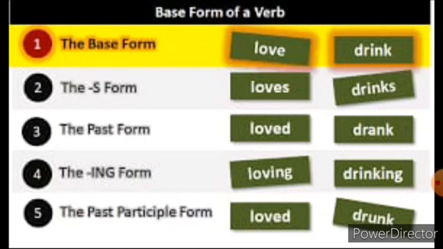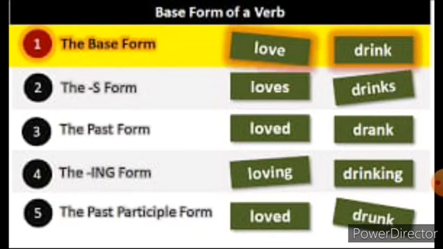The next one, past form. What is the past form? Drank, D-R-A-N-K, drank. Then the ing form, drinking. D-R-I-N-K, drink is the base form. You have to add ing, so it will be changed as drinking.